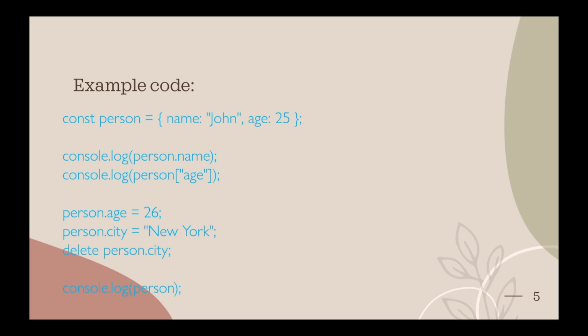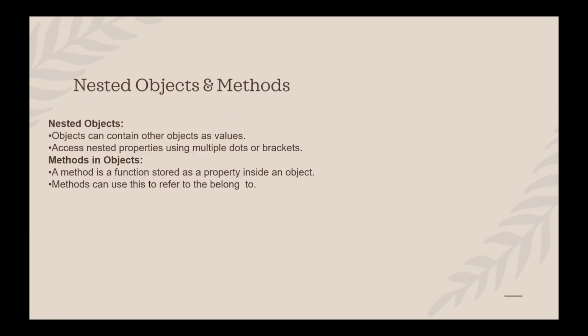And coming to nested objects and methods. Nested objects can contain other objects as values. Access nested properties using multiple dots or brackets. Methods in objects: a method is a function stored as a property inside an object. Methods can use this to refer to the object they belong to.